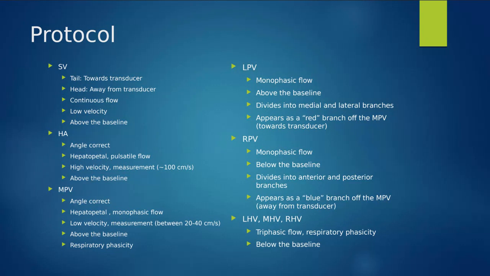Our splenic vein is going to have continuous flow, which we're going to talk about in a second. It's going to be low velocity, and we are going to see this flow represented typically above the baseline. Again, it depends on where we are sampling it and making sure that all of our other properties are properly set. Then we also have our hepatic artery.